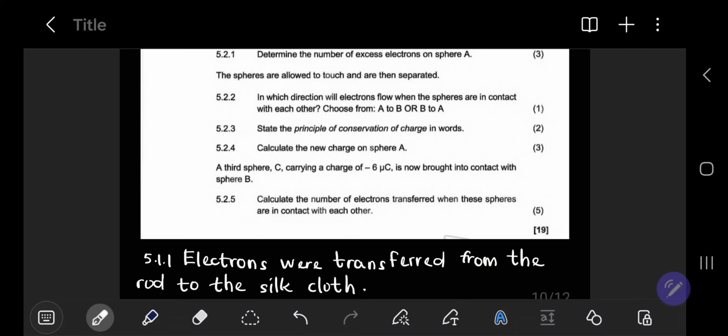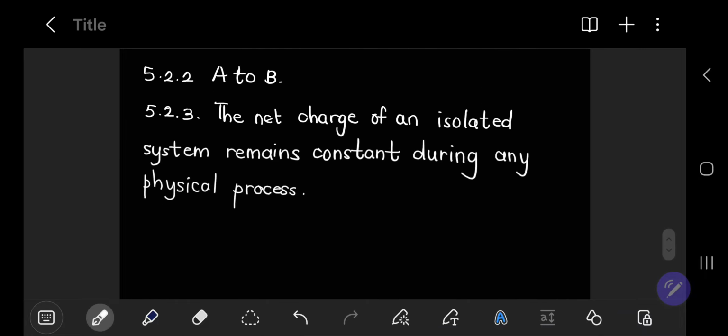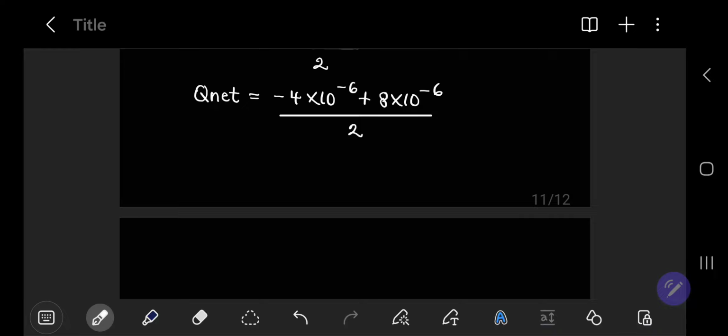(5.2.4) says, calculate the new charge on sphere A. So when they ask you to calculate the new charge, basically that is the charge after they have been separated. So that is your Q net formula, which is Q net is equal to Q1 plus Q2 all over 2. So here we're going to substitute, and you're actually allowed to rename Q1 and Q2. You can call it QA and QB if you'd like. Okay, here's our substitution. A was -4 microcoulomb, B was +8 microcoulomb.